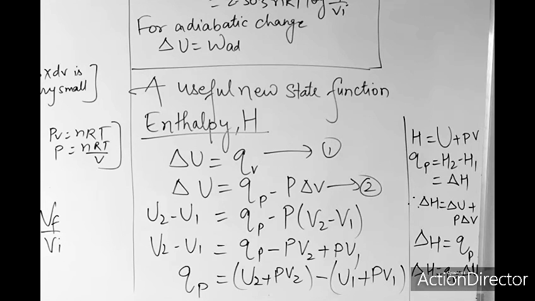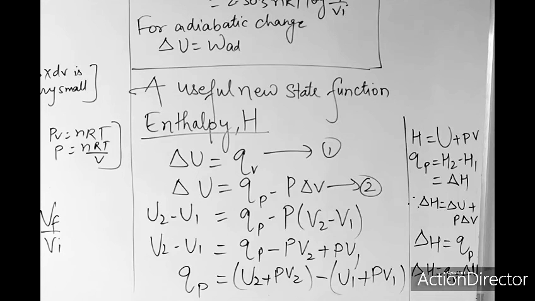So for the first volume, PVA is equal to NA RT, and PVB is equal to NB RT. Thus PVB minus PVA is equal to NB RT minus NA RT, which is also equal to NB minus NA times RT. So P times VB minus VA is equal to NB minus NA times RT. So P delta V is equal to delta NG RT. Here you can ask me, what is delta NG? It refers to the number of moles of gaseous products minus the number of moles of gaseous reactants.